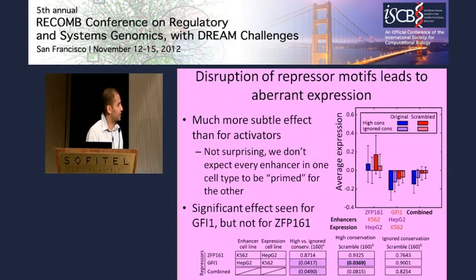And when we look at all of them, we do see a significant increase for GFI1 here. We don't see it for CFP161, and we don't expect the same level of increase or difference as we do for the activators, because we don't expect necessarily that all these enhancers that are on in one cell type are primed for the other one, except for this repressor site. But it adds an interesting dimension to the analysis.